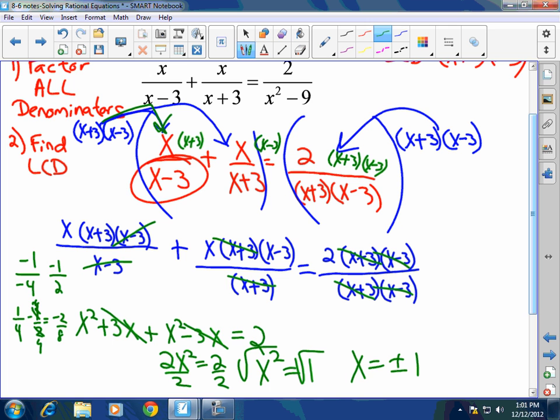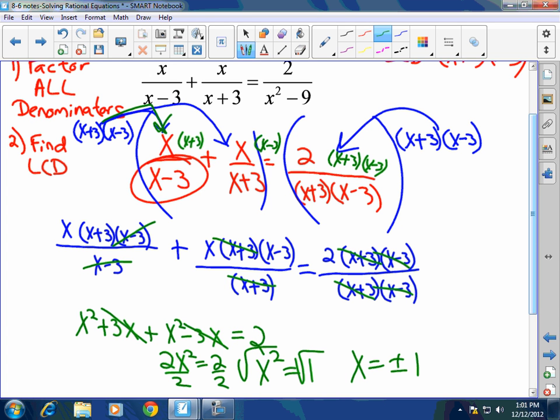No, that goes to 2. Yeah, it works. That's negative 1/4, which equals negative 1/4. So yes, they both work in that case. Yes, sir. Are we allowed to plug it into x squared plus 3x plus x squared plus 3x? No. You got to plug it into the original.